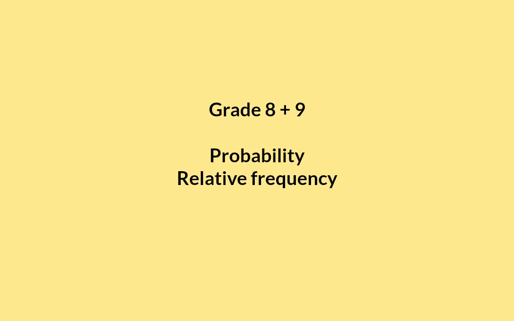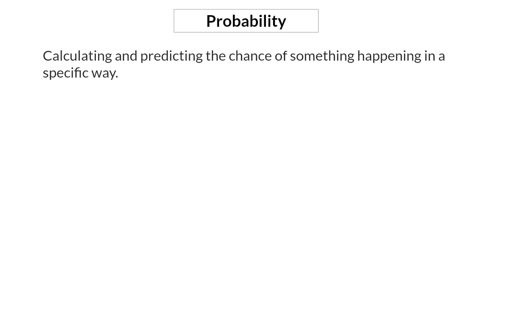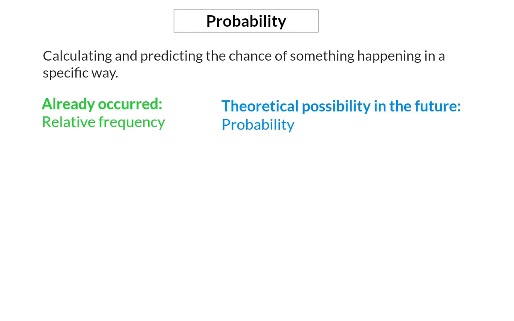In this first video for probability grade 8 and 9, we are going to have a look at relative frequency. Probability is calculating and predicting the chance of something happening in a specific way. This can be done by either having a look at what already occurred, and that is called relative frequency, or you can have a look at what might theoretically happen in the future, and that is called probability.